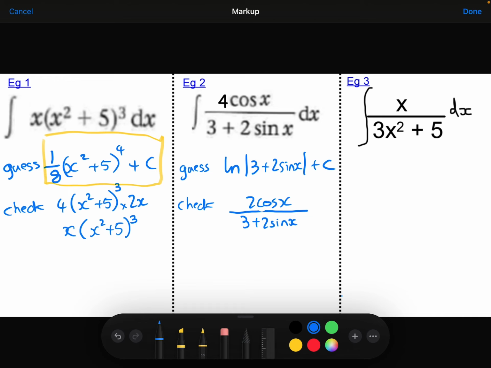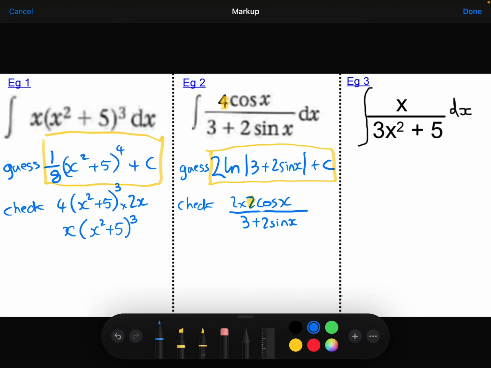Now, compare that to the original question. The original question had a 4 here instead of a 2. So it was 2 times bigger. So actually, what I need to do is multiply my guess by 2 so that I get the correct answer. And there we go.